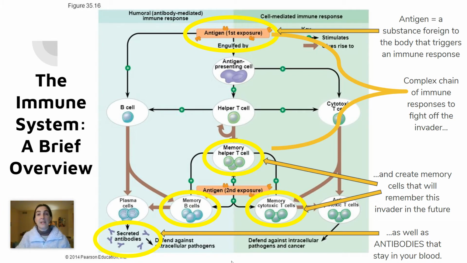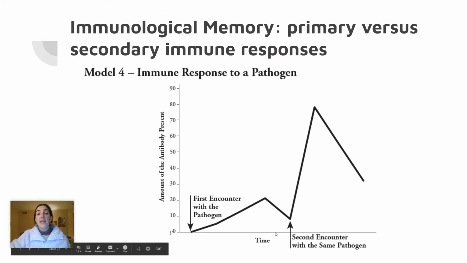And those antibodies will stick around in your bloodstream for a while, even after you've been infected. And so after you encounter a pathogen or an antigen for the first time, it takes your body a while to kind of gear up and make the antibodies. And once it has enough antibodies, you start feeling better. But because those memory cells and some of those antibodies stay in your body, the next time if you encounter the same thing, your immune system responds much more quickly.